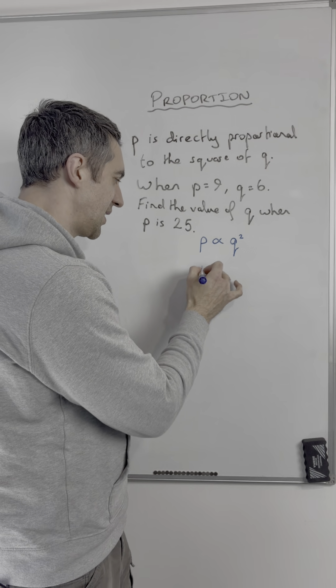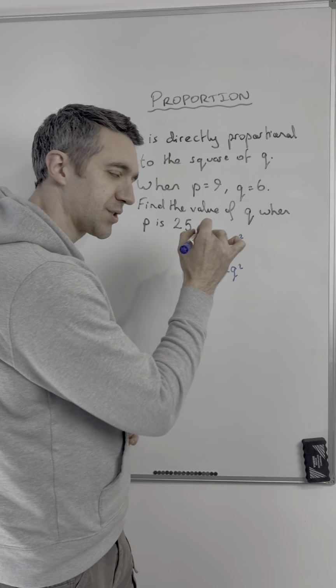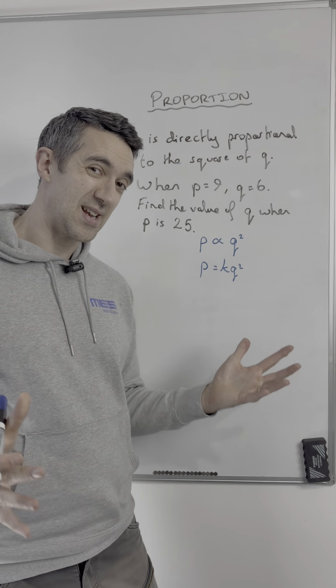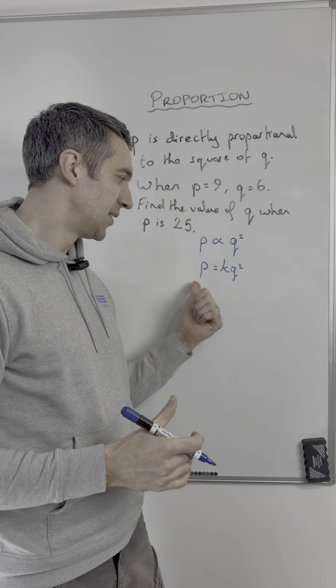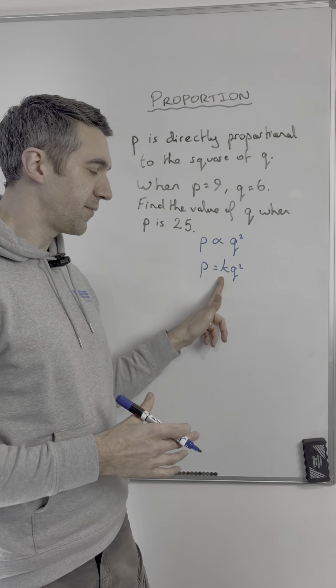What we're really interested in is saying that P is equal to Q squared with some constant of proportionality. Normally it's a letter K. It doesn't actually matter as long as it's not one of those two letters we already have. So that once we're at that point, we want to find out what the value of K is.